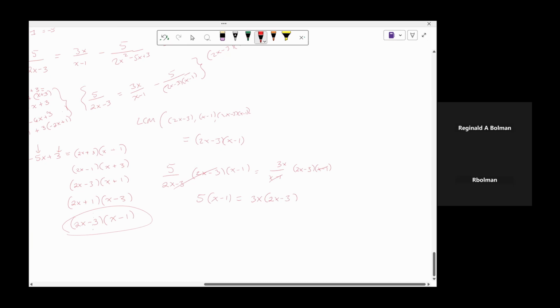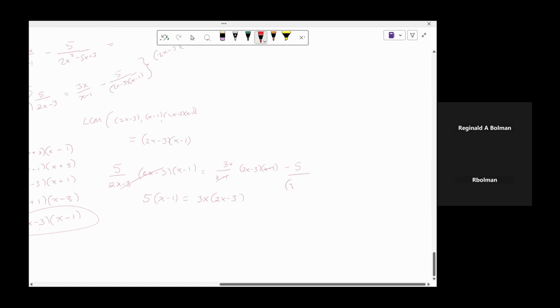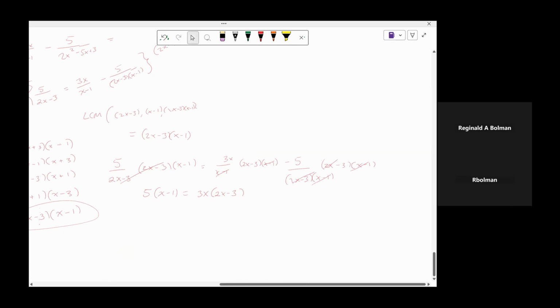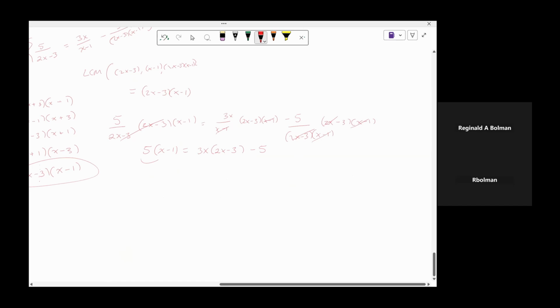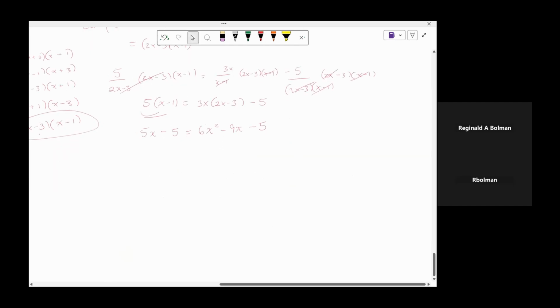And then finally, you've got 5 over 2x minus 3 times x minus 1, and all of this is multiplied with 2x minus 3 times x minus 1. So your 2x minus 3 terms cancel out, your x minus 1 terms cancel out, and you've got a 5 left over. So now you're just going to use your distribution. You've got 5 times x is 5x, 5 times 1 is 5, 3x times 2x: well, 3 times 2 is 6, x times x is x squared, 3 times 3 is 9, x will be left over, minus 5.